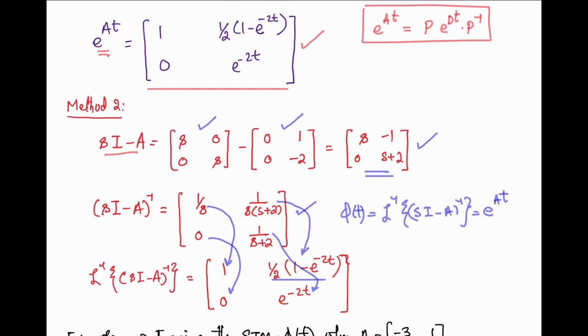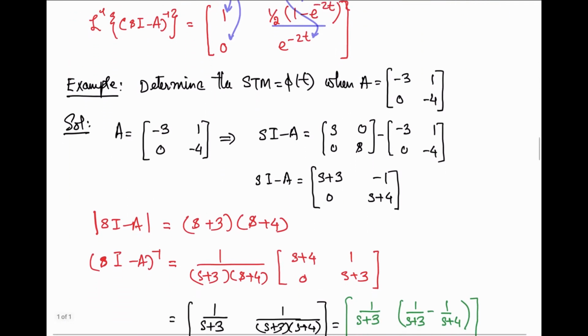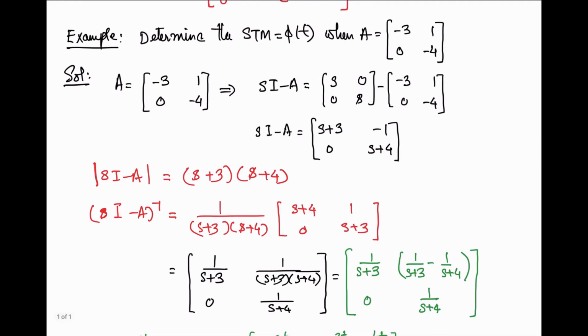Now let's look at another example. Let's suppose that we want to determine the state transition matrix for a system whose state matrix is this one. So let's first of all find out sI minus A. So sI is this part and A is this one. If we simplify, we are going to get this equation. Now let's find out the determinant of this equation. That will be equal to s plus 3 into s plus 4 minus 0. So we will get this equation, that is the determinant.